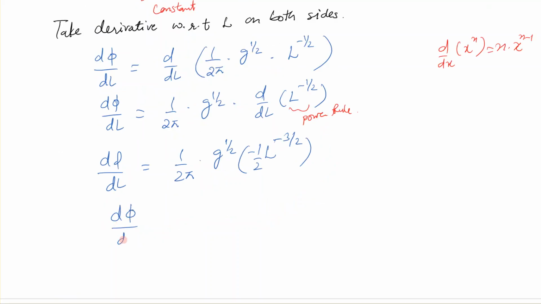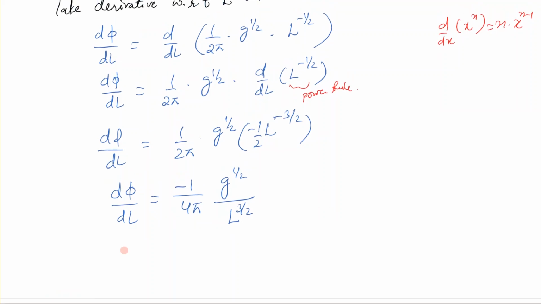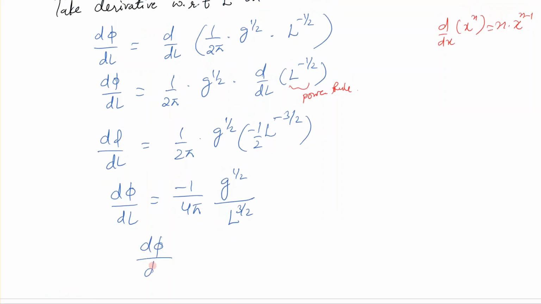We can combine the factors, so we get negative 1 over 2 pi times 2, which is 4 pi, g raised to power half, and we can write this as L raised to power 3 over 2. We can make the power positive in the denominator using our rules of exponents. And in the next step, which is optional, you can write 1 over 4 pi times the square root of g over L cube. But even if you just leave your answer here, that is good enough.